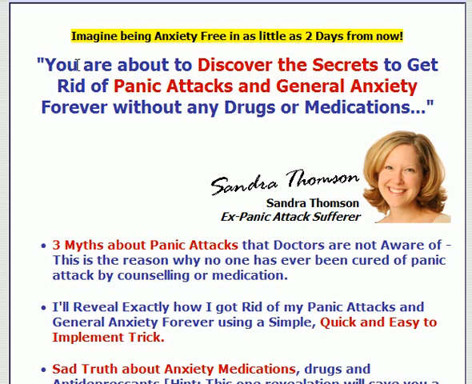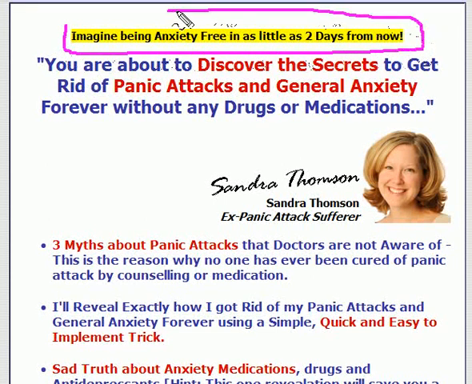Okay, let's start with the preview, or the pre-headline. "And imagine being anxiety-free in as little as 2 days." Not bad, but I would emphasize the 2 days here. 2 days from now. You try as much as possible to use contractions. So instead of "you are," you use "you're." So, you're about to discover.